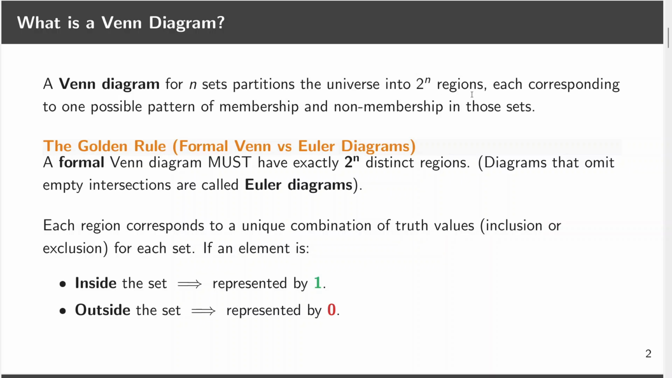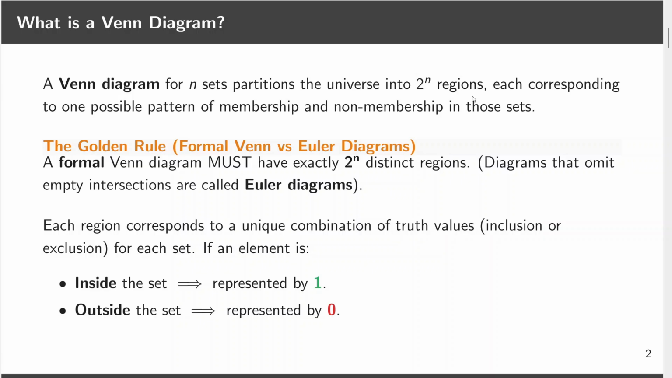Let's think about what that means with a few quick examples. If n equals 1, meaning we have just one set, then we get 2 to the power of 1, which is simply 2 regions. If n equals 2, we get 2 to the power of 2, which is 4 regions. If n equals 3, we get 2 to the power of 3, which is 8 regions. The number of regions always doubles every time we add one more set.